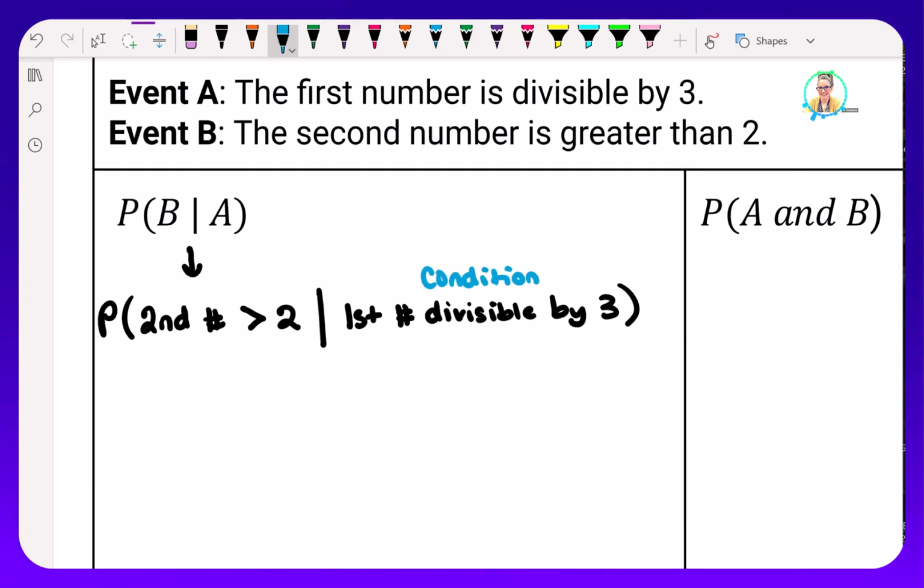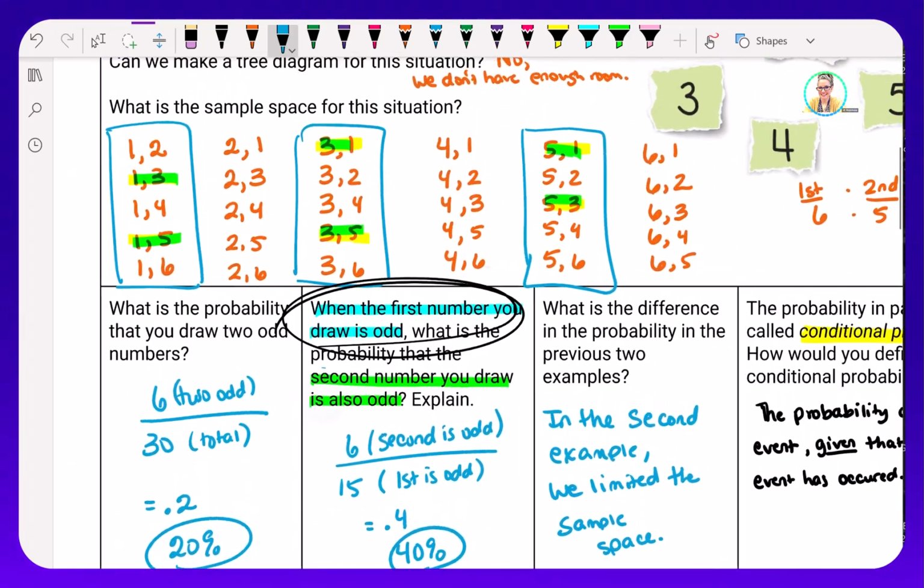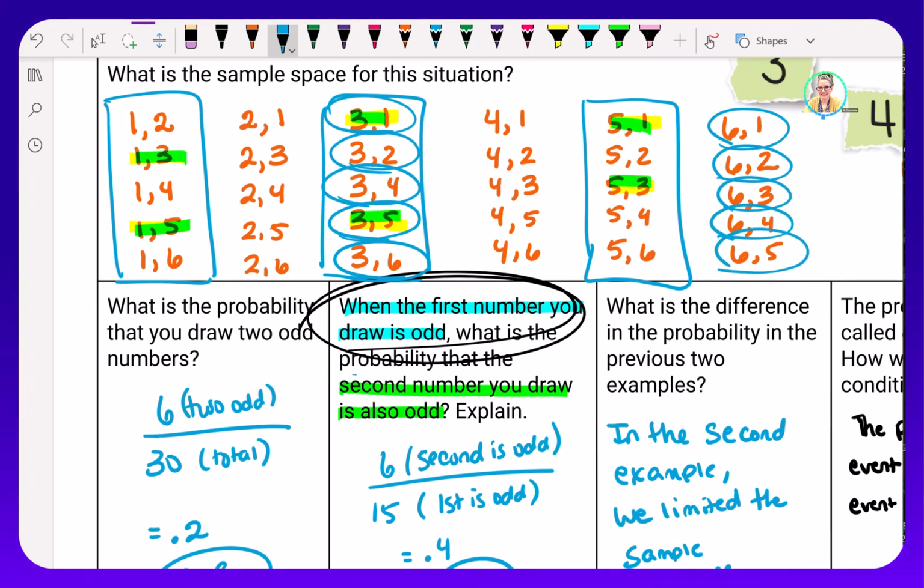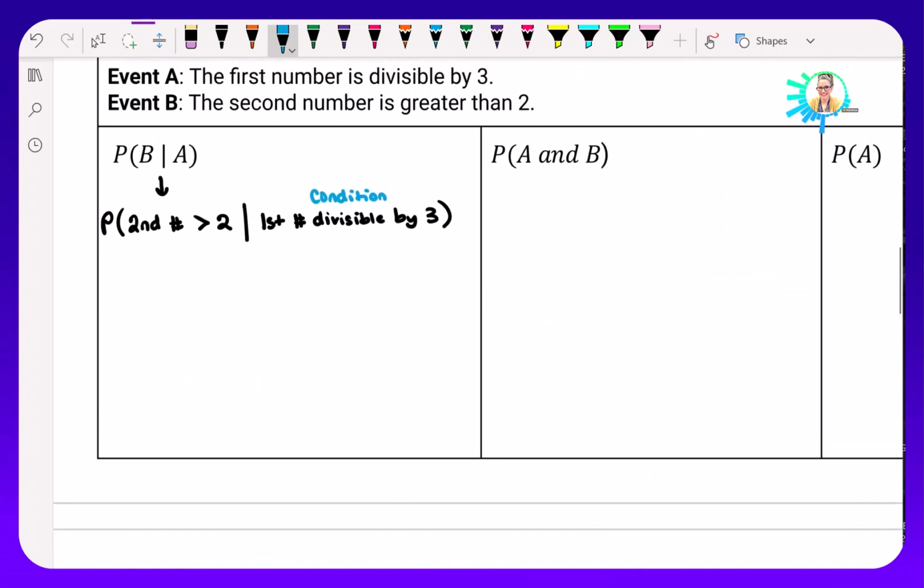And you are going to limit your sample space based on that condition. So I'm going to go up here and circle everything that has a first number divisible by 3. Divisible by 3 means that 3 will divide into it evenly. So how many do I have with a first number divisible by 3? I have 5, 6, 7, 8, 9, 10. So I've got 10 total.